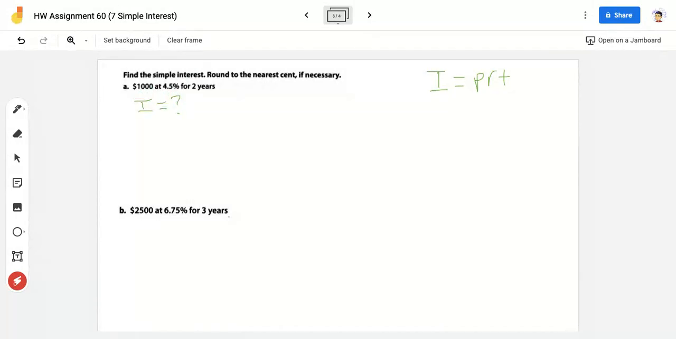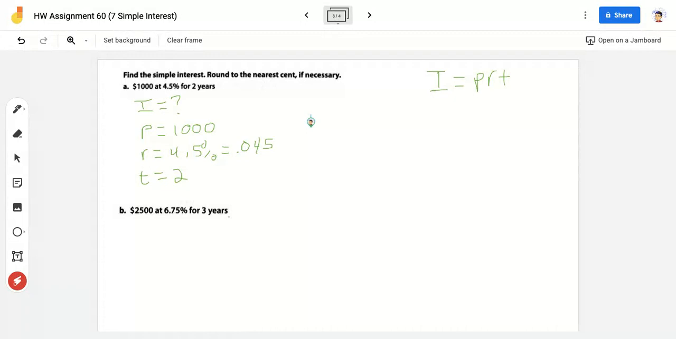We don't know. What about P? Do we know what the P is? Sure we do. P is $1,000, because that's how much is being either borrowed or loaned. R is the rate, which is 4.5%. Remember, we're going to turn this into a decimal, so that's going to be 0.045. And T is our time, and our time is 2 years. So let's use all of this to gather what our interest is going to be.